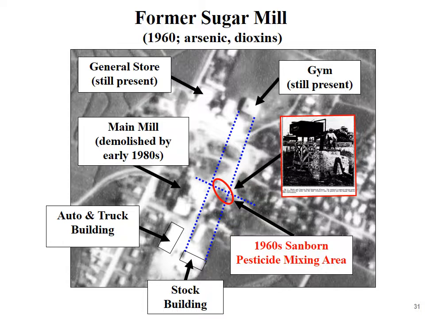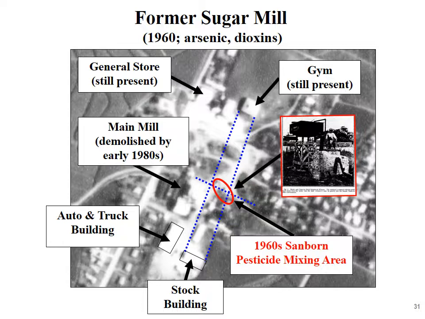So here's an aerial photo from 1960 of the former sugar mill. There was a sugar mill still then, a general store, the main mill, demolished in the 1980s, an auto and truck body building, and maintenance areas. There's a stock building and a gym here. Laura was looking at the fire insurance map for the same mill and talking with people about what this building was, what that building was.